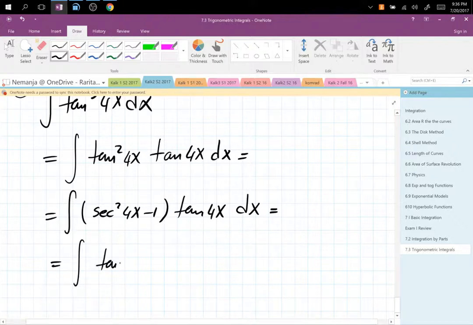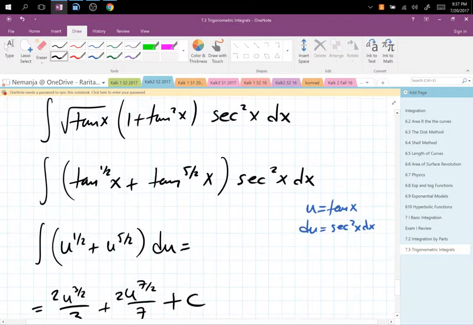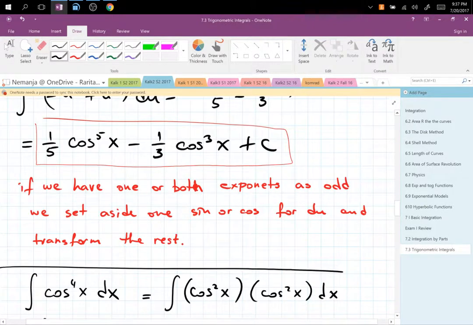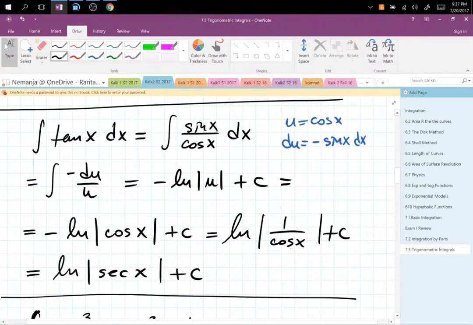You get tangent 4x secant squared 4x minus tangent 4x dx. You see that this one is easy, right? Because u is, right? And over here, right? All right. Oh, welcome to Calc 2, yes.